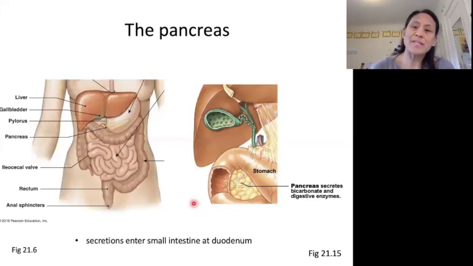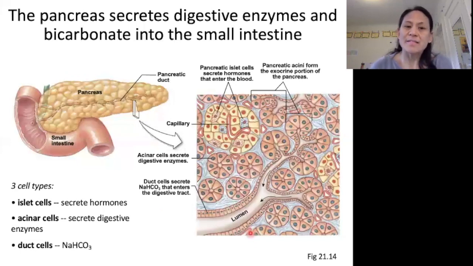Okay, and what the pancreas is going to do is create some secretions that enter the duodenum. So those secretions travel through a duct, which joins the duodenum, and our secretions enter the duodenum at that point. Okay, and we have two main secretions that we're going to be making. Those are digestive enzymes and bicarbonate. But before I get into the details of that, let's just take a closer look at the anatomy of the pancreas.